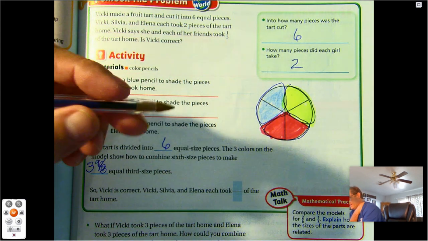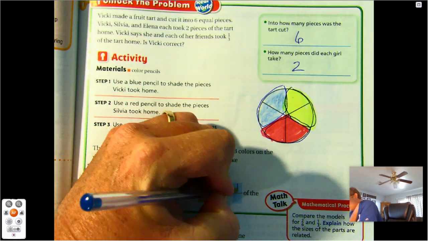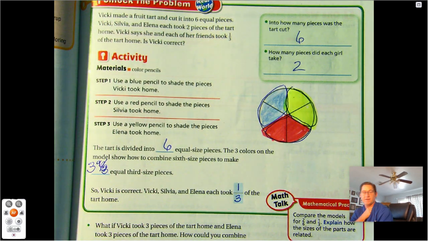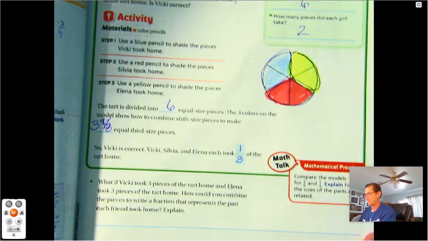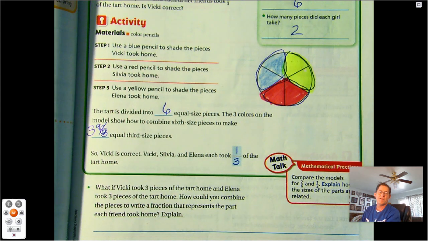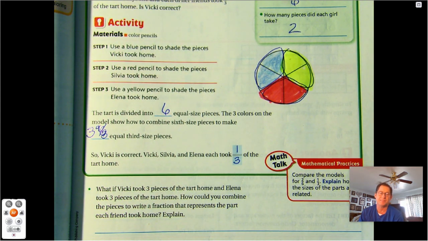Vicky, Sylvia, and Elena each took 1/3 of the tart home. So yes, Vicky was correct. What if Vicky took 3 pieces of the tart home and Elena took 3 pieces of the tart home? How could you combine the pieces to write a fraction that represents the part each friend took home, and explain?